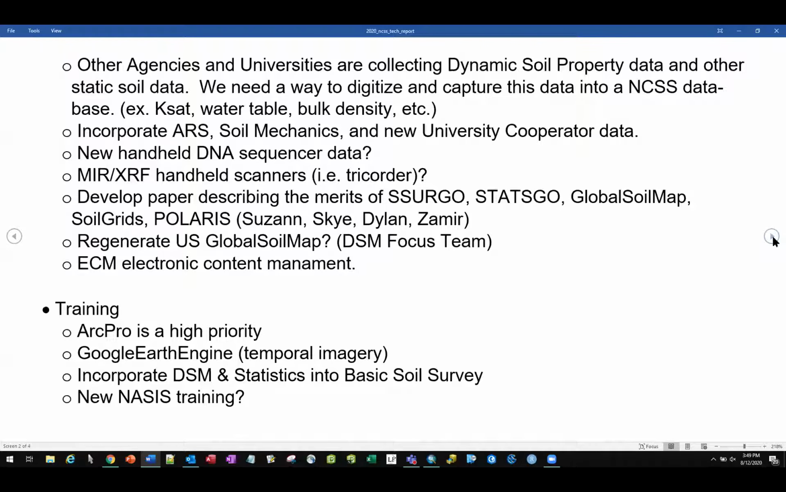There's a push to develop papers describing the merits of SERGO, STATSGO, Global Soil Map, and SoilGrids. Suzanne, Sky, Dylan, and Zamir are working on that. We need to regenerate the U.S. Global Soil Map. The DSM focus team is working on that.